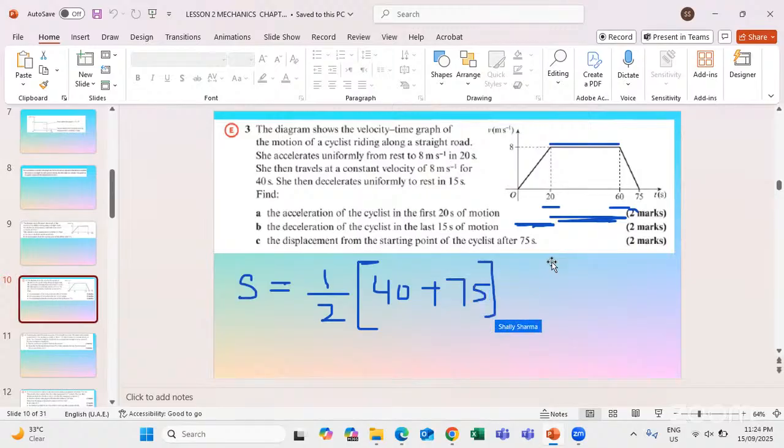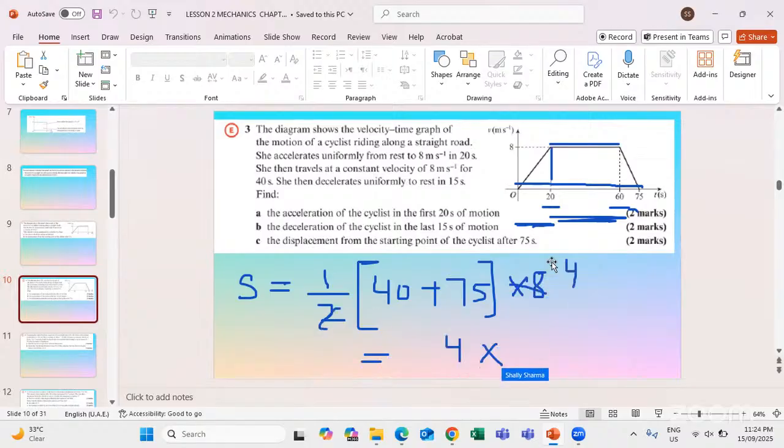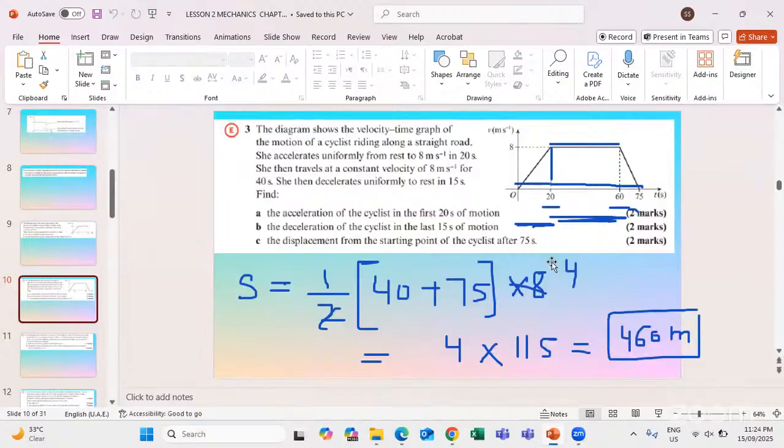So the lower side is longer, this whole thing, it is from 0 to 75, which is 75. Then the height, which is equal to 8, so we multiply by this. So 2 and 8 will cancel out, so we have 4 times 115, and that is equivalent to 460 meters. This way we can complete this question.